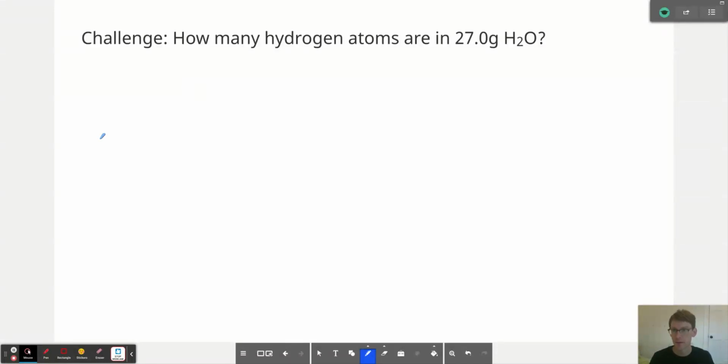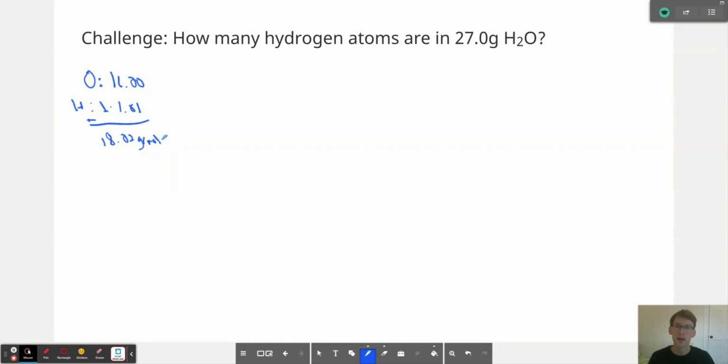So if we move on, here's a challenge problem, just to expand our thinking on the dimensional analysis here. How many hydrogen atoms are there in 27.0 grams of water? I'd first need to figure out the molar mass of water. For oxygen, 16.00 grams per mole. For hydrogen, we have 2 times 1.01 grams per mole. And together that gives us 18.02 grams per mole.